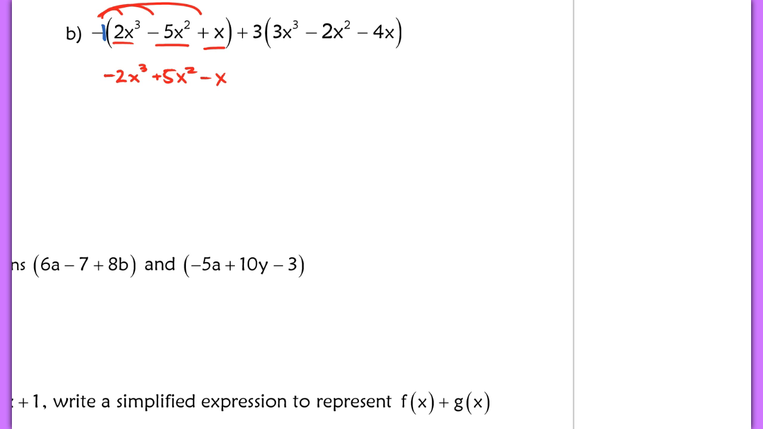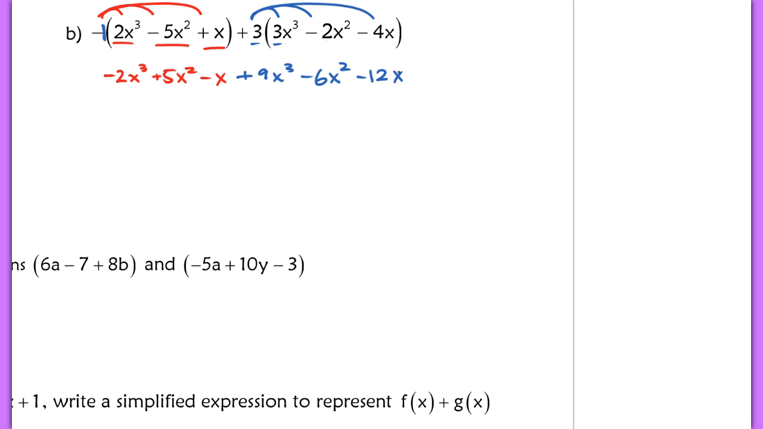Now in the second set of parentheses, I'm going to distribute a positive 3 to each of these terms. So I get 3 times 3x cubed, which gives me 9x cubed. So I just multiply 3 times 3 and I attach the x cubed there. Then I'm going to do 3 times negative 2x squared. So I take 3 times negative 2, that gives me negative 6, and I just attach the x squared. Then I'll take 3 times this negative 4 here to give me negative 12, and I'll attach the x.